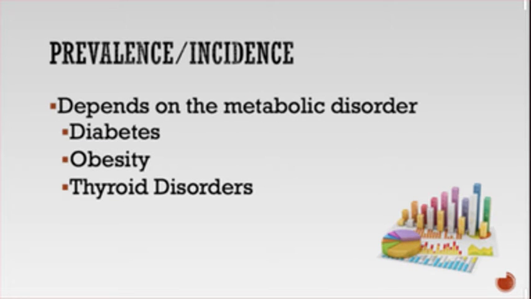The prevalence and incidence of these various disorders is going to depend on the metabolic disorder. So here's three of the main ones, right? So diabetes, an incidence of diabetes is 1.5 million cases per year. According to the CDC in 2015, 30.3 million people in the U.S. have diabetes. This is 9.4% of the population.